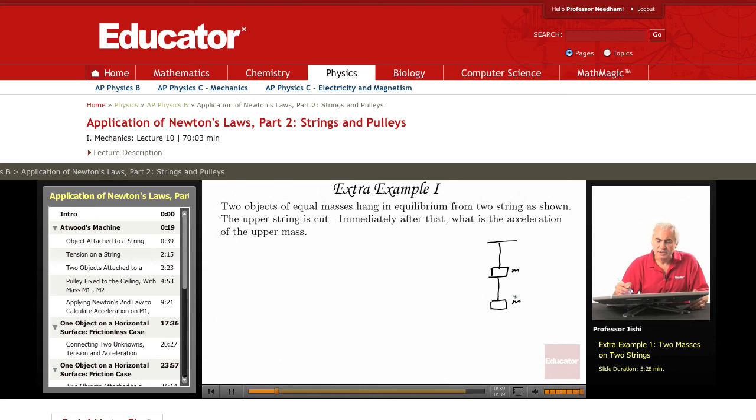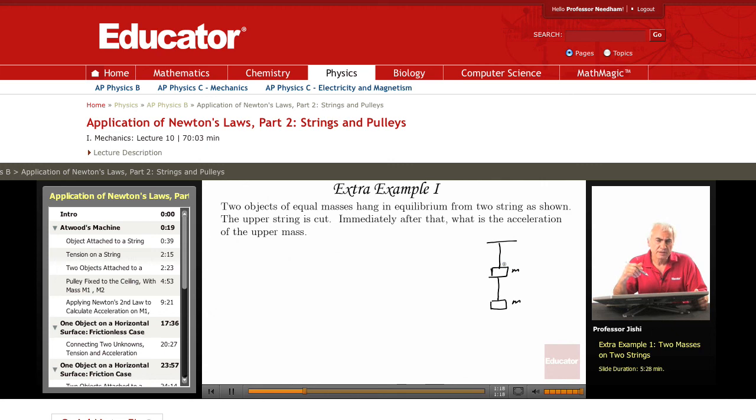The upper string is cut. Immediately after that, what is the acceleration of the upper mass? This one. There could be a tendency to say, oh, now that the string is cut, this will fall freely, and its acceleration will be g, 9.8. That would be too hasty of an answer. Let us try to analyze this problem carefully.